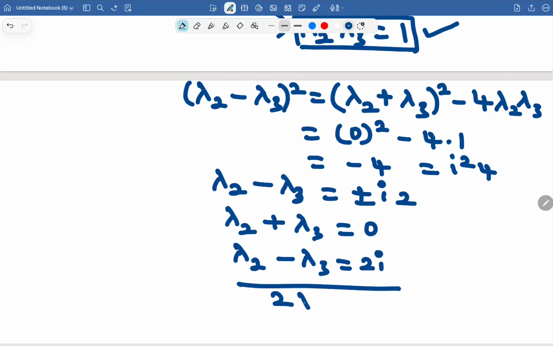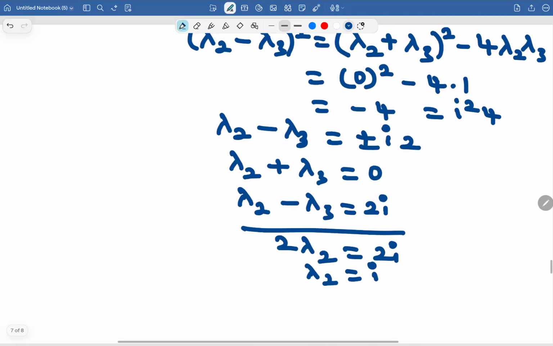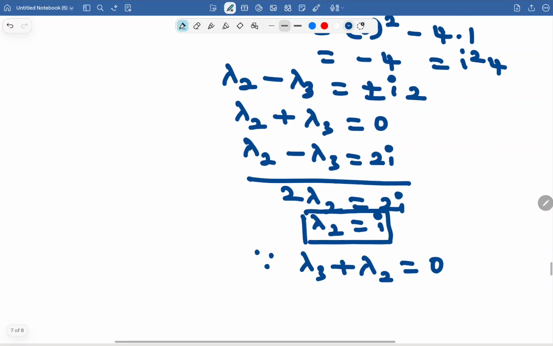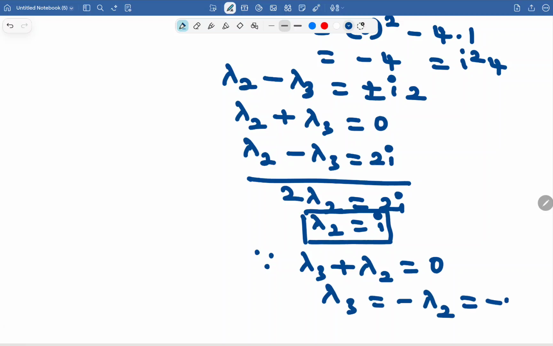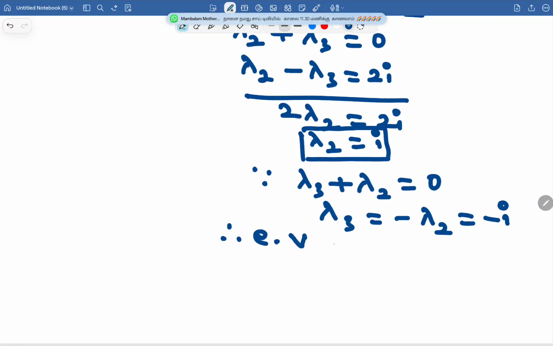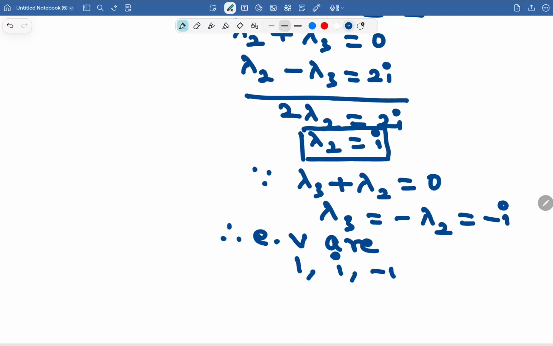If you add, 2 lambda 2 equals 2i, so lambda 2 is i. One of the eigenvalues is 1, the second eigenvalue is i. Since lambda 3 plus lambda 2 is 0, lambda 3 is minus lambda 2, which is minus i. Therefore the eigenvalues are 1, i, minus i.